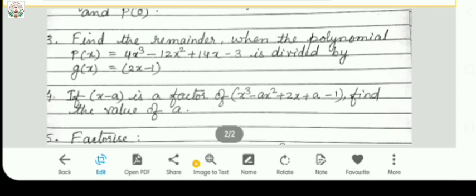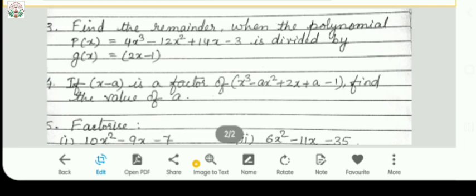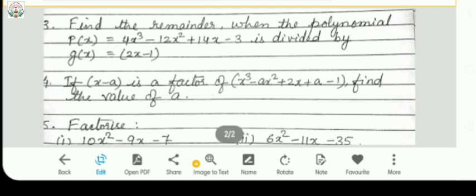Then the fourth one: if x minus a is a factor of x cube minus ax square plus 2x plus a minus 1, find the value of a. Here it is given that x minus a is a factor of the polynomial. If it is a factor, it means the given polynomial is completely divisible, so the remainder will be 0. Is it not? So that's why we have to take x minus a equals 0. On simplification, x equals a.